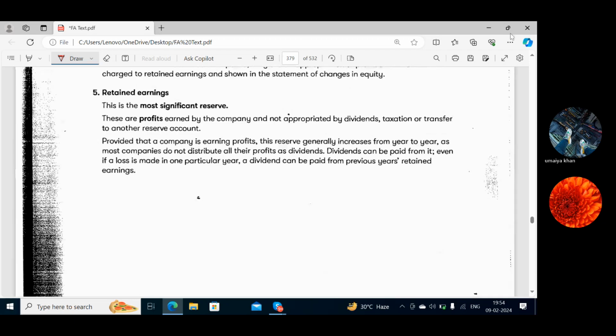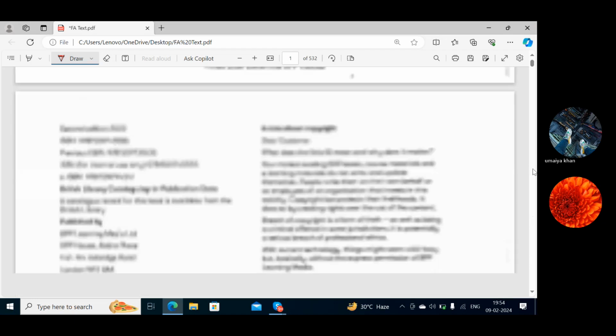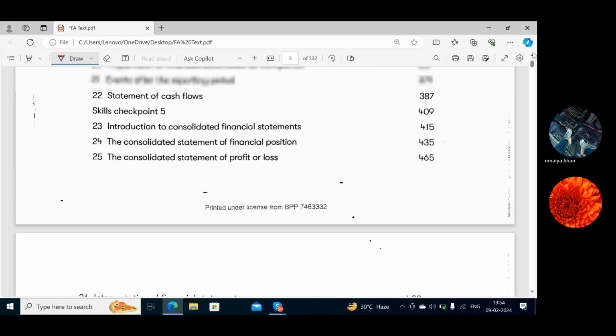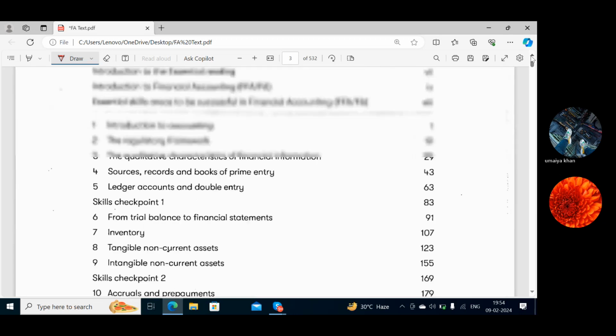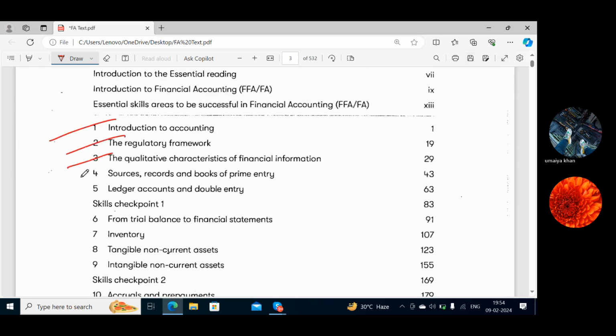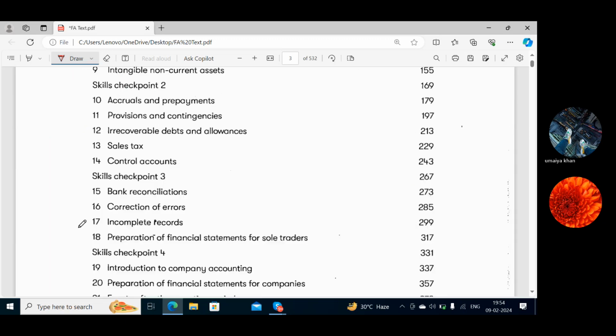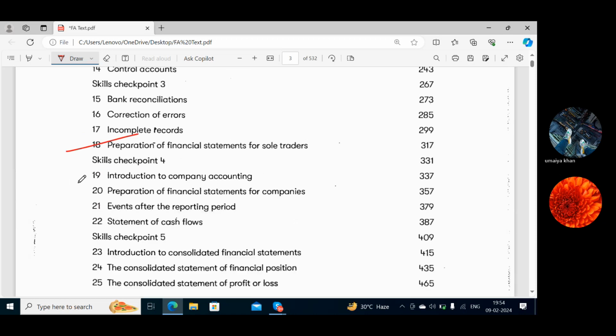Now I'll come to the status of where we are. So basically chapters 1 2 3 4 5 6 7 8 are done. Next class we will take preparation of financial statements of companies, chapter number 20. And we'll take events after the reporting period and cash flow statements. I'll be finishing these 4.